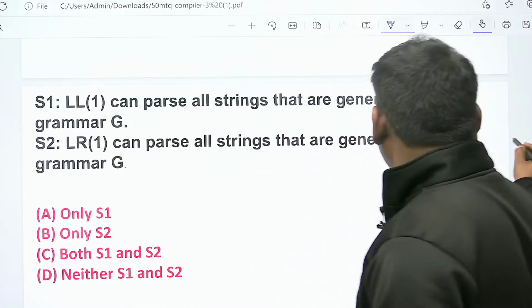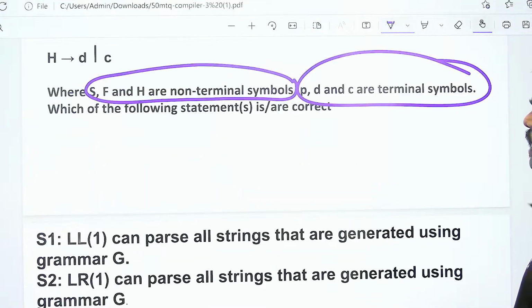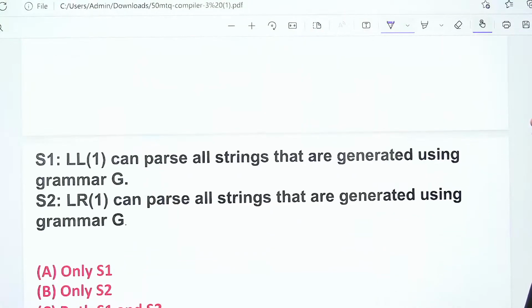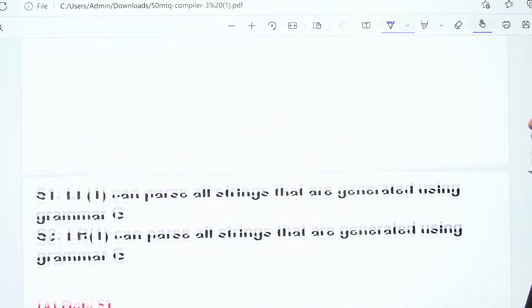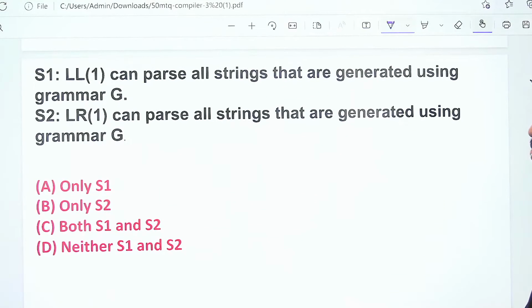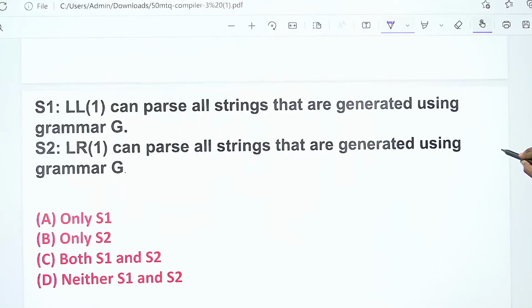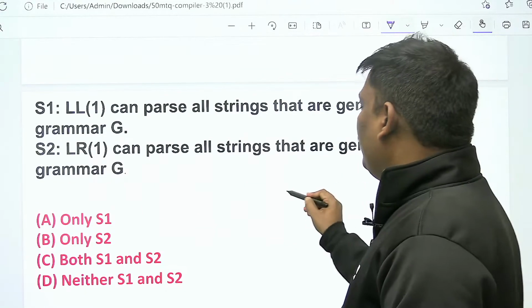So one grammar is given, and listen, S1 is saying that the given grammar is LL1. S2 is saying that the given grammar is LR1. The options are asking which is true. One grammar is given; if you want, I will write the grammar also.